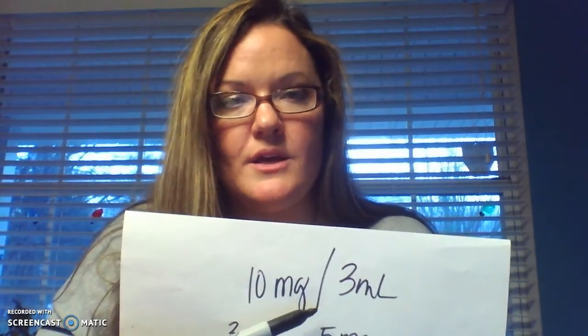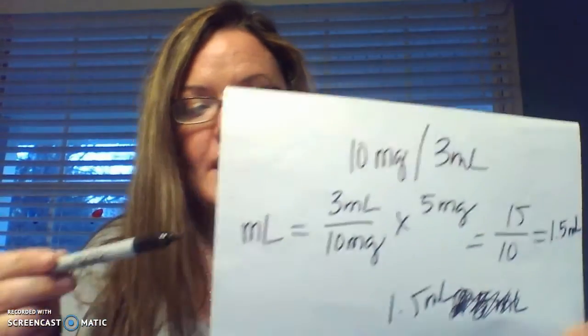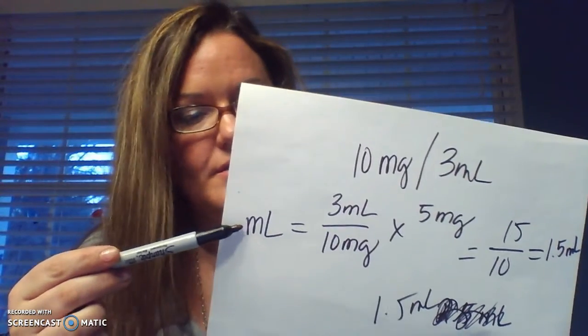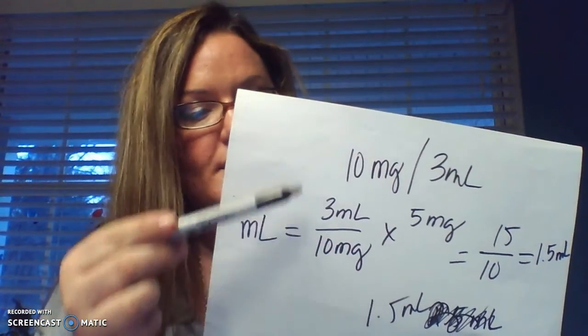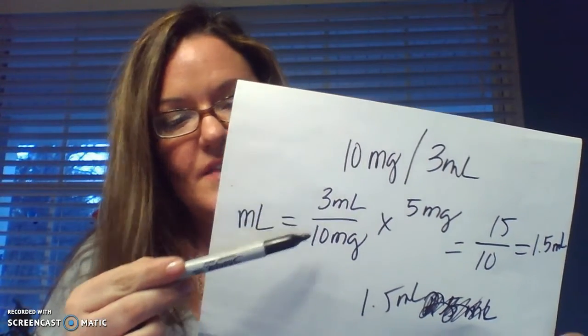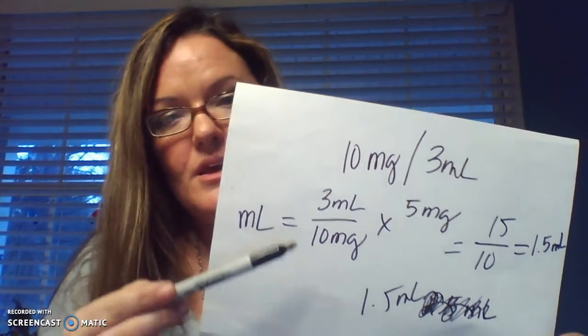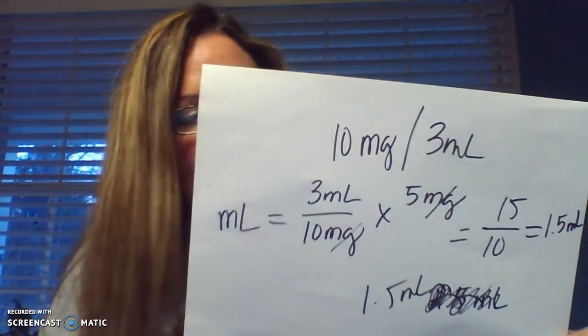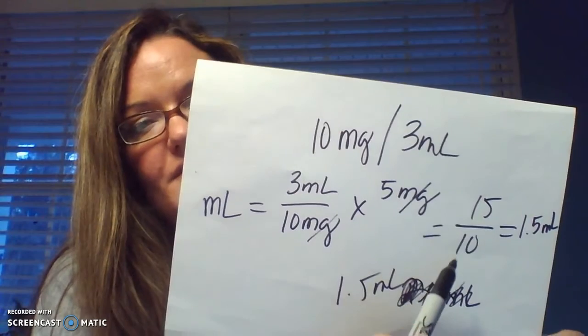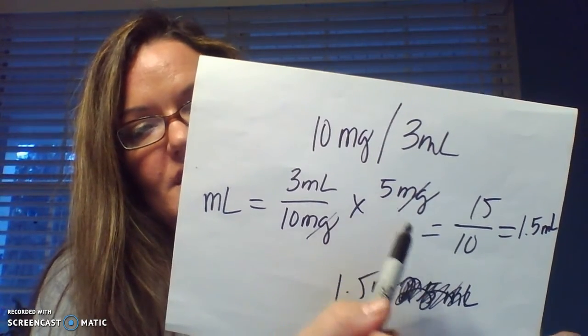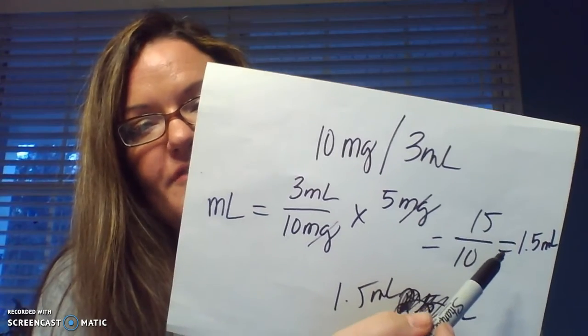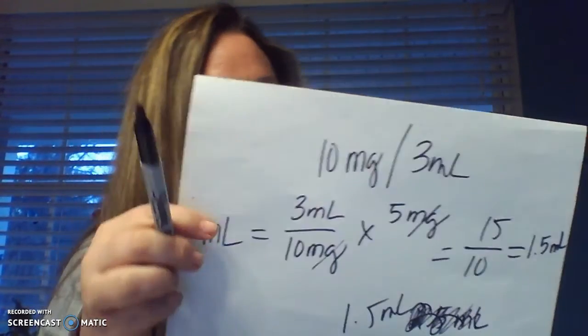Well, first of all, we're dealing with milliliters, so I need to know how many milliliters of the medication I'm going to give. So that's what I'm going to lead with, milliliters. What do I have on hand? 3 milliliters of solution that has 10 milligrams of medication. What am I going to give? 5 milligrams. So I can cancel out my milligrams. Multiply straight across. 15 over 10, 15 divided by 10, that's going to give me 1.5 milliliters. Okay? So that's how we're going to deal with reconstitution.